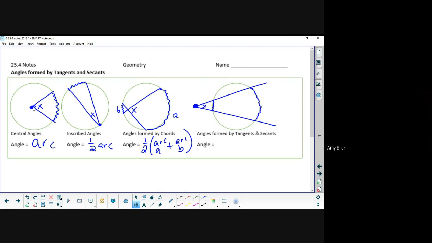Here's the formula. Angle equals 1/2 outer arc minus inner arc.